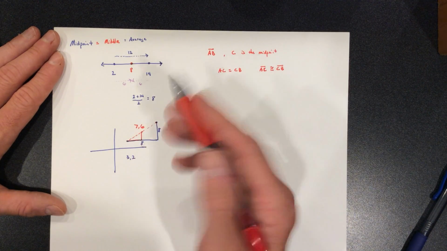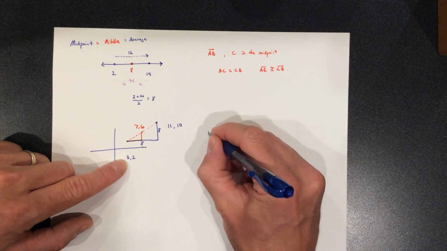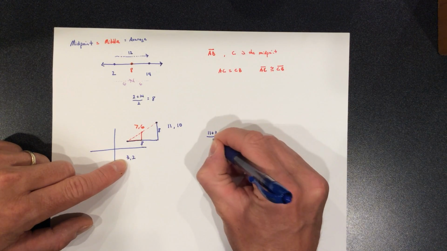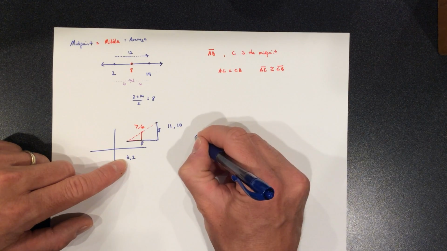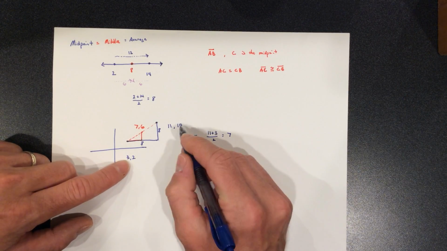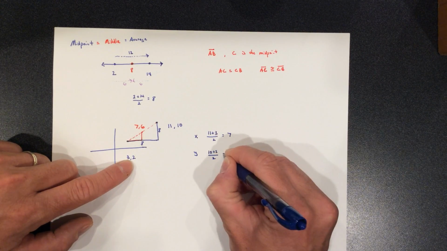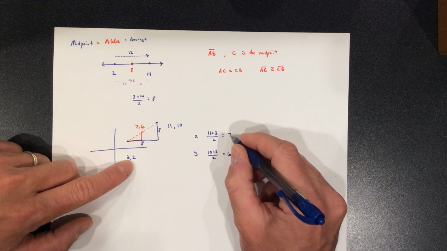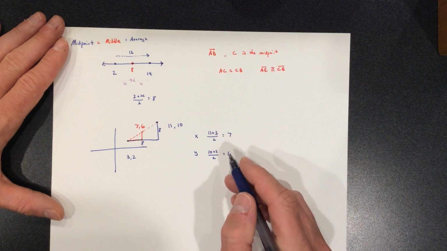You like this method? Fine. Just find the average. Find the average x value. 11 plus 3 and divide it by 2. 14 over 2 is 7. That was your x's. And then your y's. 10 plus 2 over 2. 12 over 2 is 6. 7, 6. Maybe you like that better. I don't know. Doesn't matter to me at all.